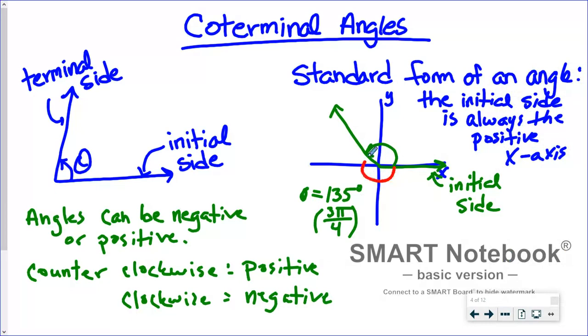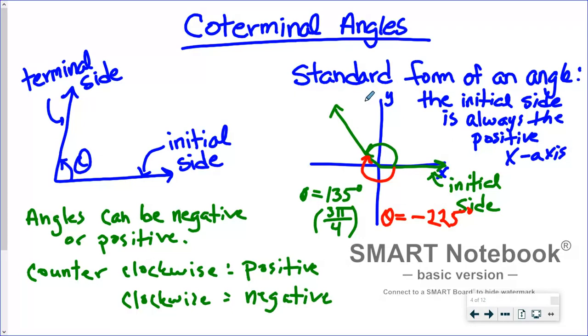But we could also say that that exact same angle, if we go this way, is negative 225 degrees, because here's 180 and then about 45 more. As you can see, this same angle can be named two different ways, with the same initial and the same terminal side.